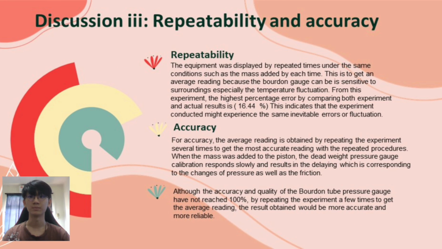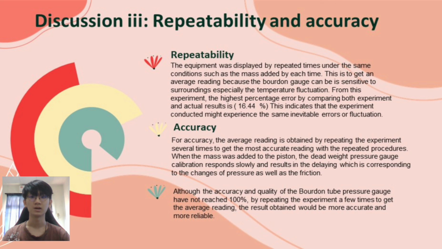Next, we'll talk about the repeatability and accuracy of the experiment. For repeatability, the experiment was repeated several times under the same conditions, such as the mass added each time. This is to find the average reading, because the Bourdon gauge can be sensitive to surroundings, especially temperature fluctuation. For this experiment, the highest percentage error by comparing both experimental and actual results is 16.44%. This indicates that the experiment conducted might experience the same inevitable errors from fluctuation.